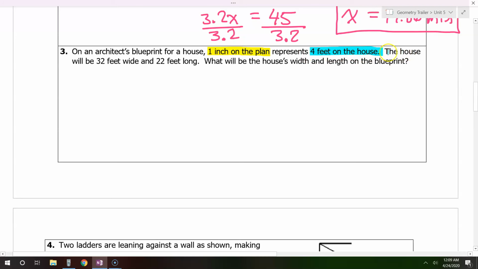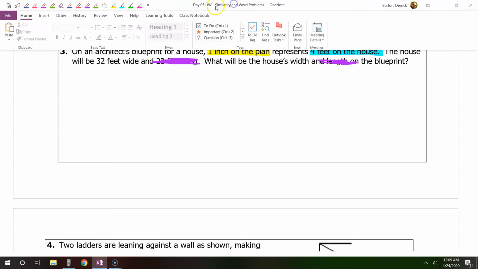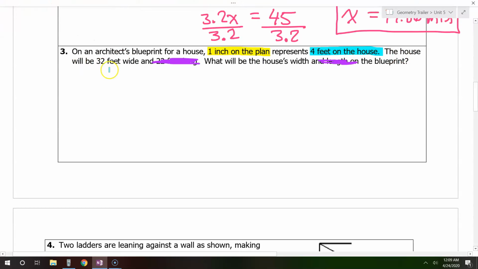All right, now here comes the next sentence. The house will be 32 feet wide and 22 feet long. Let's just do one at a time. I'll come back and worry about the length later, so just look at the width. The house will be 32 feet wide. So 32 feet wide is a length on the actual house, so that's why I'm coloring that blue.